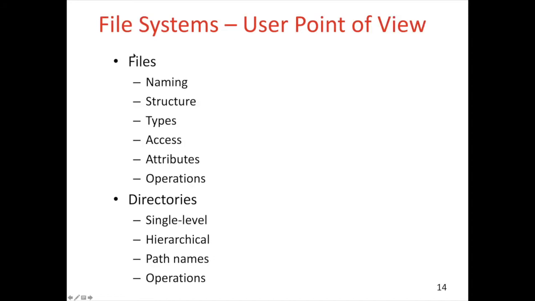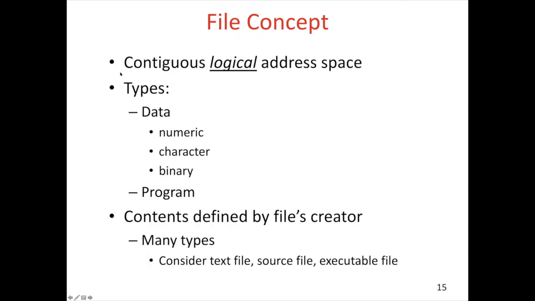File systems, user's point of view. Users are interested in files: naming them, their structure, types, access, attributes, and operations. For directories: if they are single level or hierarchical, the path names, and operations. A file is stored in a contiguous logical address space. The types of files are data, which may be numeric, character, or binary, and also programs. The content of the files is defined by the file's creator. There are many types. Consider text file, source file, executable file, etc.